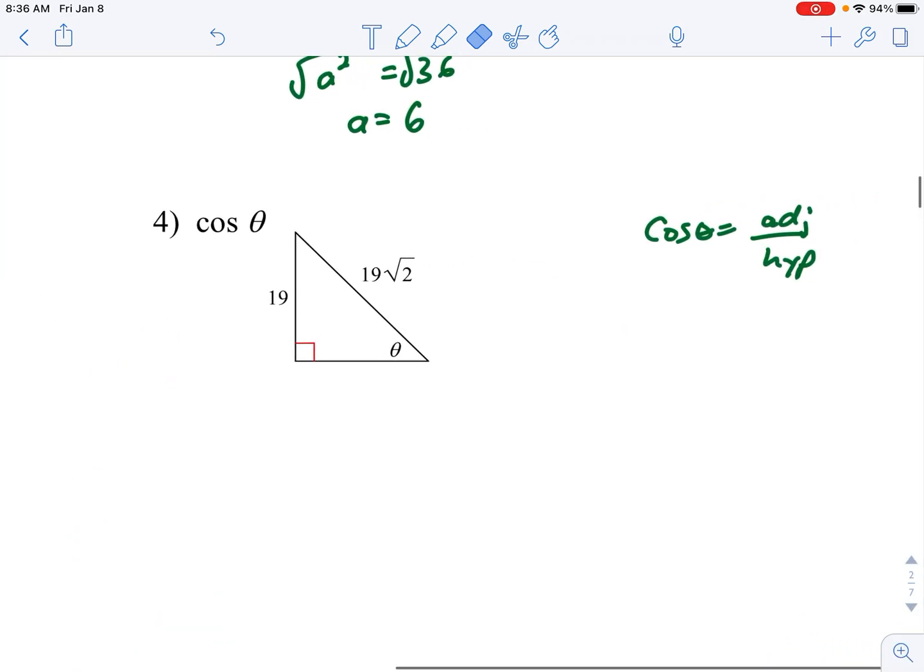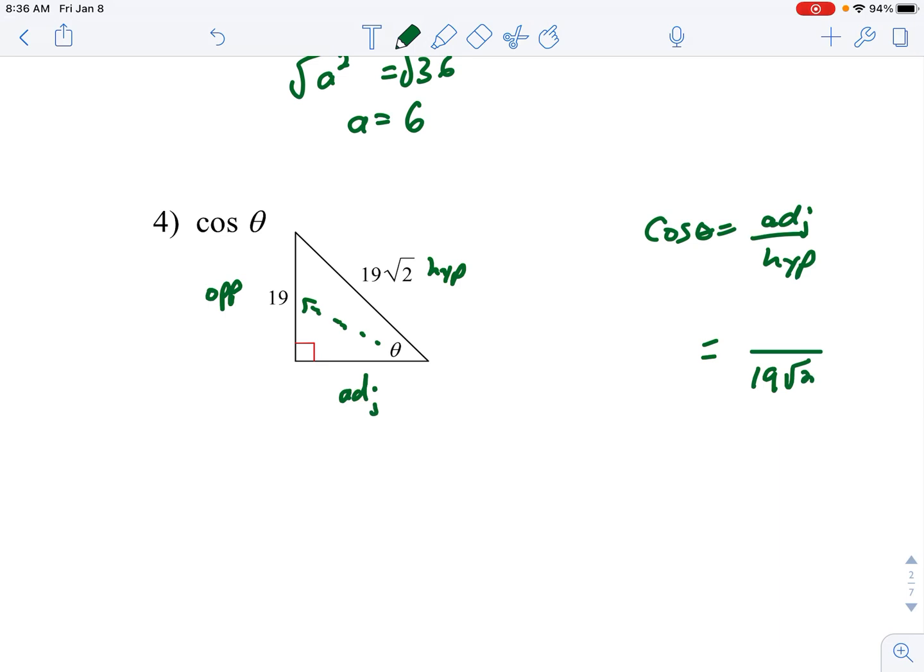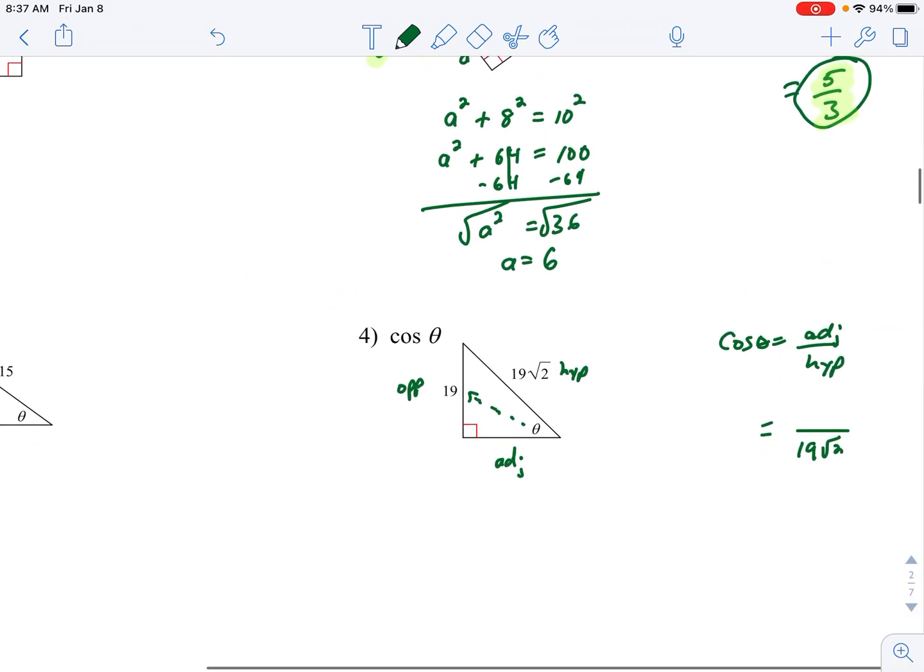All right, so it's adjacent over hypotenuse. Now in this triangle, the hypotenuse is right here, and over here is the opposite, and this is the adjacent. So we know our answer is going to be something over 19 square root of 2, right? Adjacent over hypotenuse. So what is the adjacent? There is kind of a trick you can do on this problem to figure it out, but it doesn't apply to every problem. So I'm going to go ahead and work this out like I did the last one.